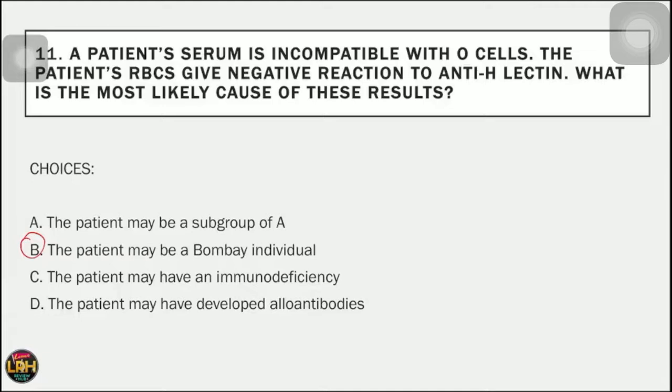For those patients with immunodeficiencies, negative reactions for both forward and reverse grouping may be observed, as well as a negative reaction with O cells. So this is seen with patients with immunodeficiencies, group O newborn, or patients with agammaglobulinemia. Even with the negative reaction for both forward and reverse typing, we can still observe reaction with anti-H lectin.